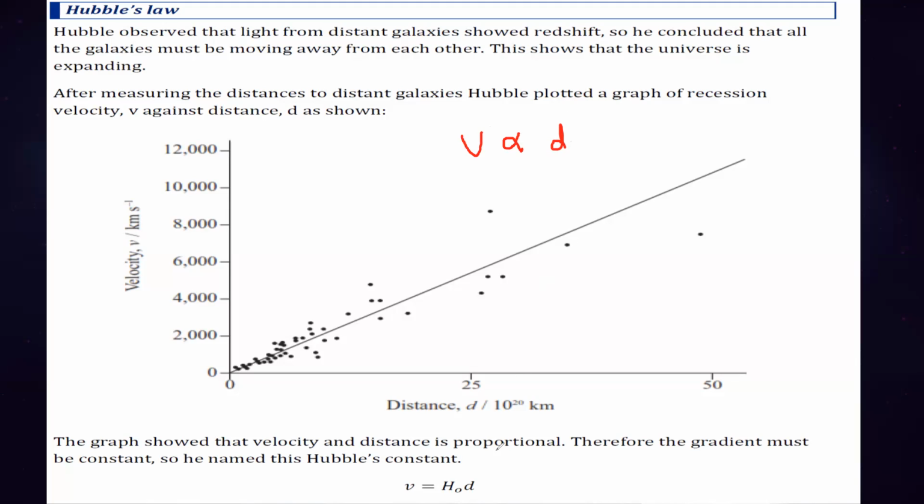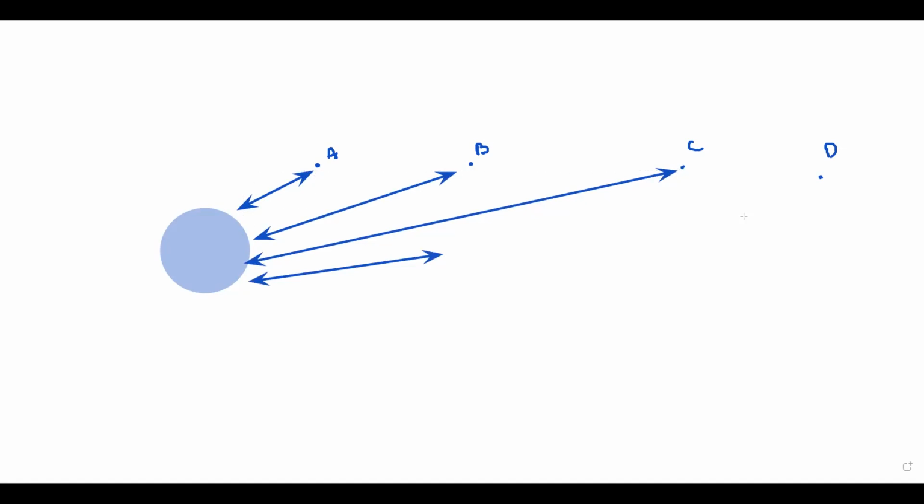For example, when we observe the galaxies, say this is our Earth, and we have a galaxy A here, galaxy B here, galaxy C here, and galaxy D. All are at different distances from the Earth. Galaxy A is closer compared to B, then C, and then D.